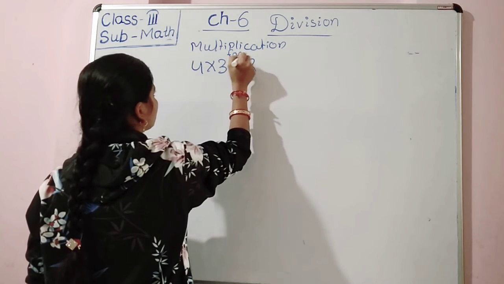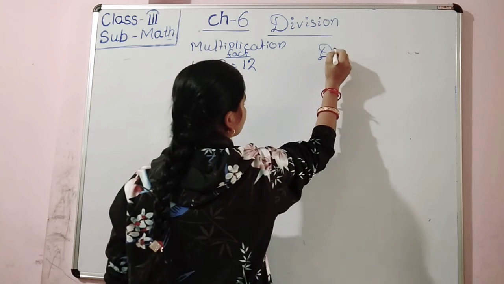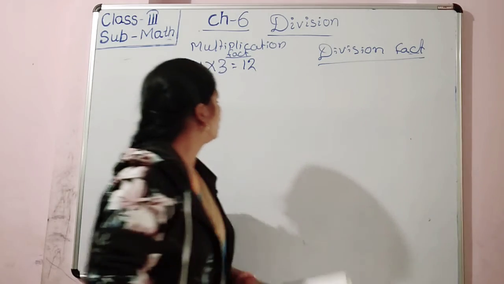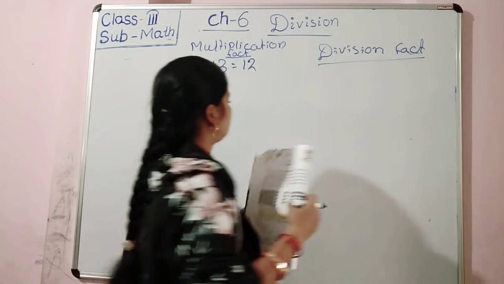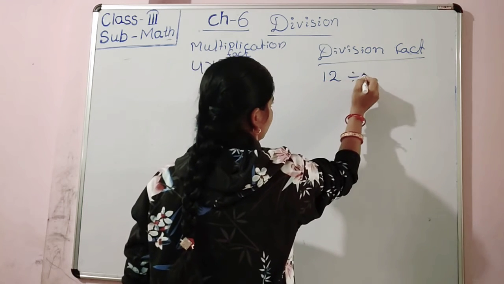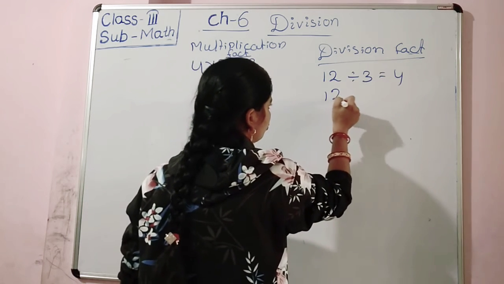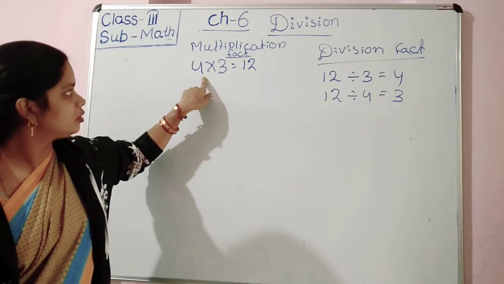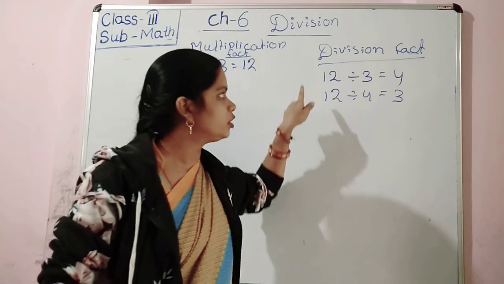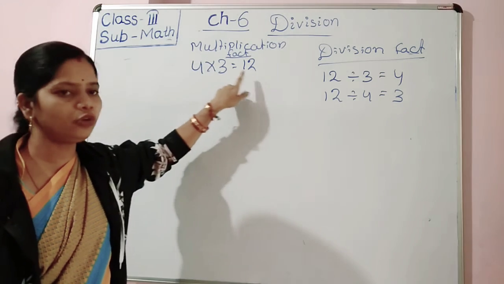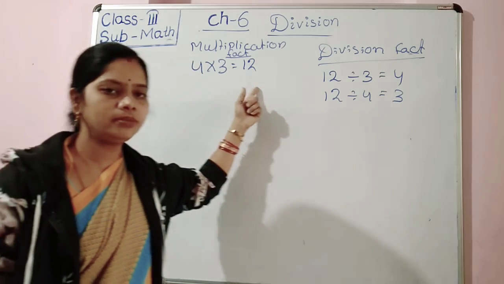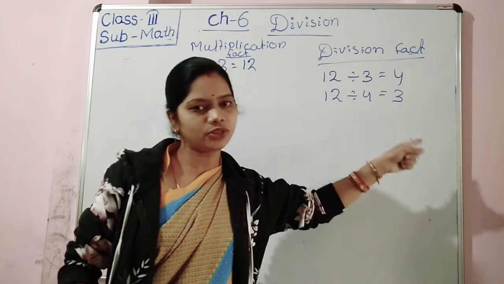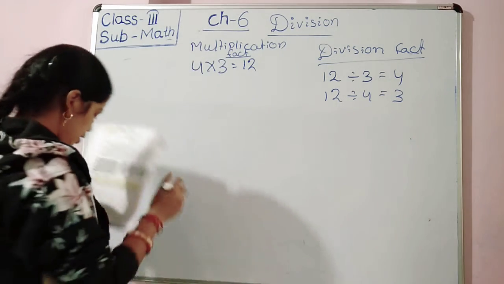Here we find the division facts. देखो. Here 4 3 are 12. In the division facts, देखो 12 divided by 3 is equal to 4 and also 12 divided by 4 is equal to 3. Okay. So every multiplication has 2 division facts. Here 4 3 are 12 and also 3 4 are 12. All have understood?